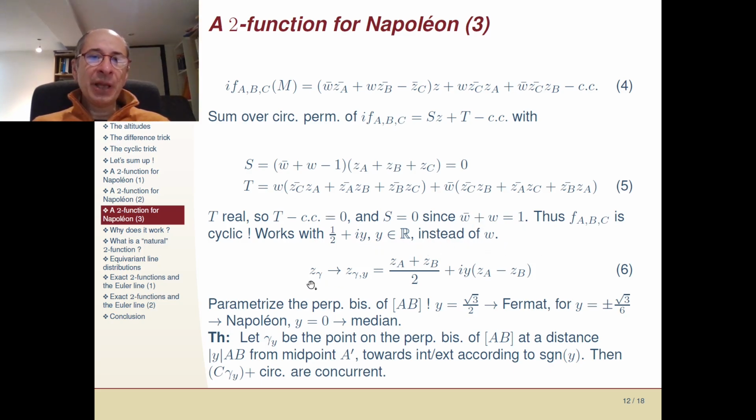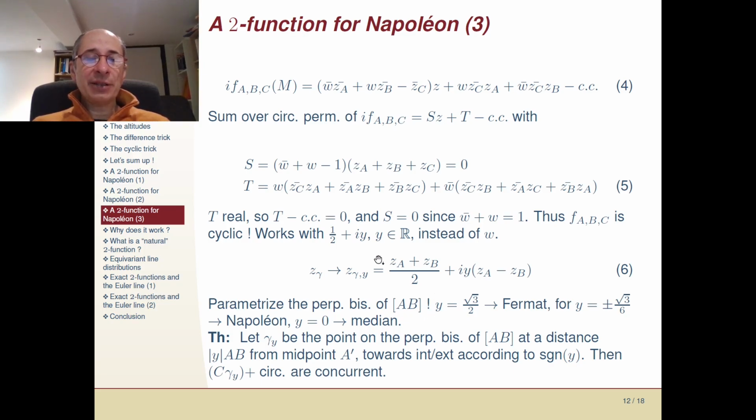And if you do that, then the complex coordinate of gamma will become the complex coordinate of another point, which I call gamma y, and this coordinate is (ZA plus ZB)/2 plus iy (ZA minus ZB). But now we observe that (ZA plus ZB)/2 is just the complex coordinate of the midpoint of AB, and here we have the complex coordinate of the vector BA, which we multiply by i, meaning that we rotate it by pi over 2. So this parameterizes a line which is just the perpendicular bisector of the side AB.